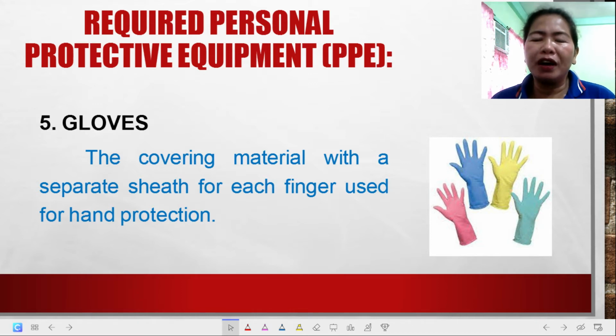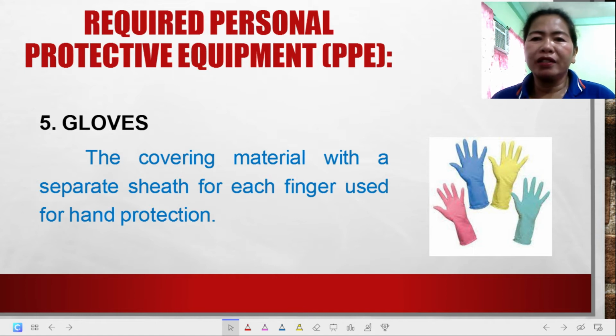So in order to avoid being contaminated with virus, especially this time of pandemic, you need to wear gloves. So the bacteria may not be in direct contact with your skin, with your hands, but rather will only be in contact with the gloves. Then as you remove the gloves, the bacteria will be thrown away together with the gloves.